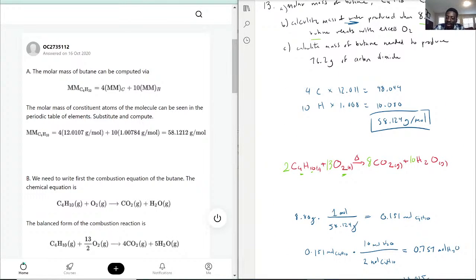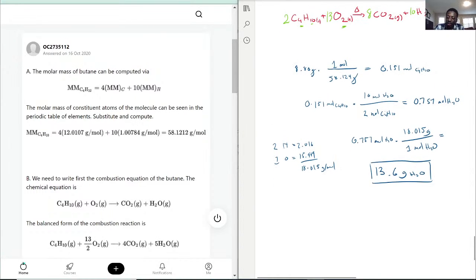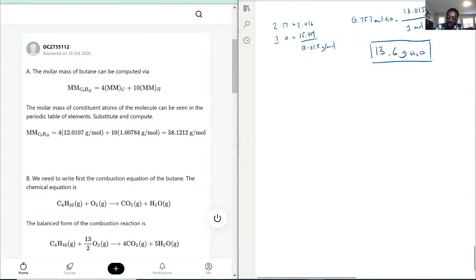Now they're asking, calculate the mass of butane needed to produce 76.2 grams of carbon dioxide. So this one we kind of have to now work backwards, okay? So we know 76.2, right? And if we did the same thing here, carbon dioxide, 1 carbon, 2 oxygen, that is equal to 12.011, 31.998, add together. Okay, that's 44.009 for CO2. Okay, that's carbon dioxide.